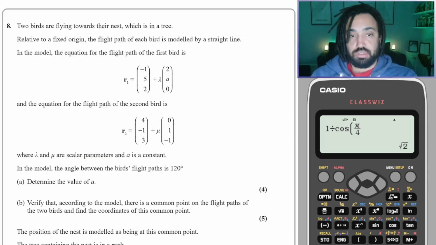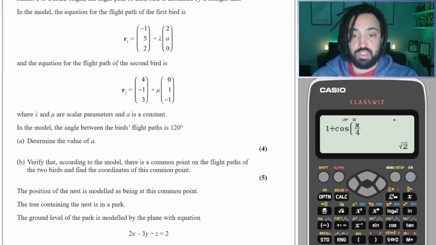Okay, next question. We've got 2 birds flying towards their nest, which is in a tree relative to a fixed origin. The flight path of each bird is modelled by a straight line. Yada, yada, yada. Yeah, you've got one line and you've got another line. And the question asks, well, the angle between them is 120, so determine the value of a.